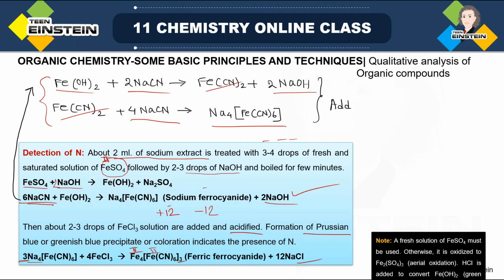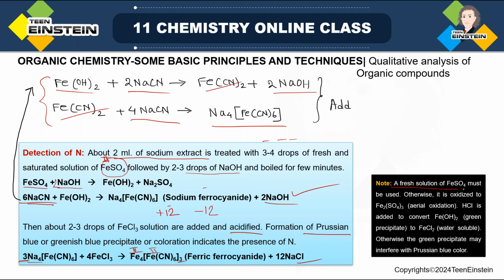Now we will try to understand why we have added fresh solution of FeSO4. Now this is important because if you are not using fresh FeSO4 and if you keep it for a long time, suppose you have made it 7 days before, so what will happen? There will be some aerial oxidation and Fe2+ will be converted to Fe3+ because of aerial oxidation. And now the formula will also be different, Fe2(SO4)3, because now the oxidation state is +3. But that is not desired. So this is the reason why we should use fresh solution of FeSO4, not any old already prepared solution.